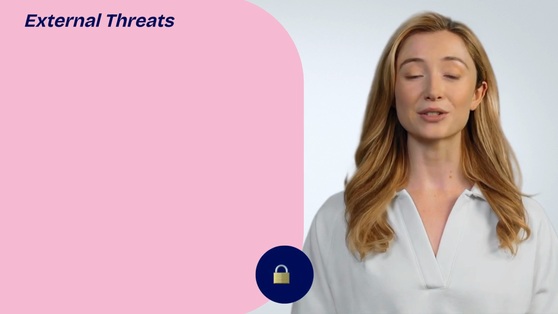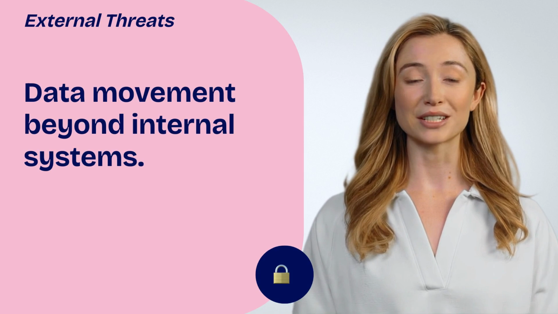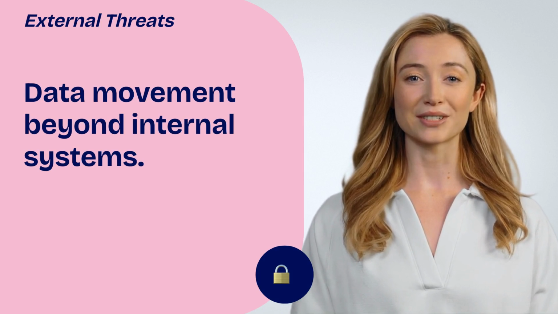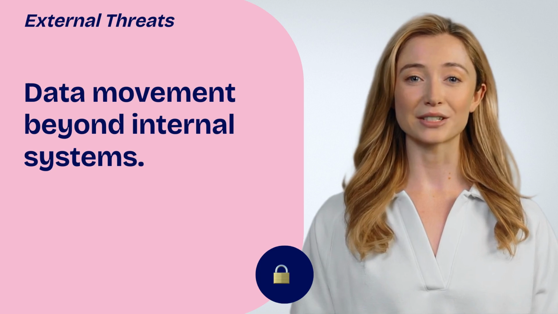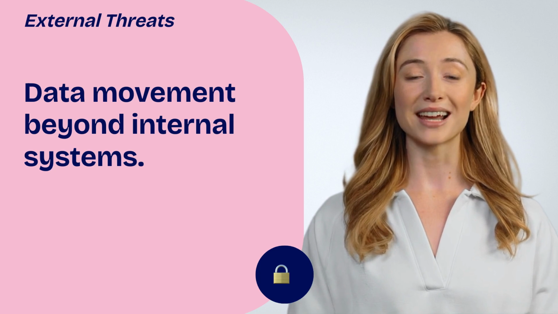Now let's think about external threats. Not all data movement is internal. Sometimes data goes out to the internet or comes in from external services. Managing this flow safely means using firewalls, VPNs, and secure API connections to ensure only the right data goes where it should.